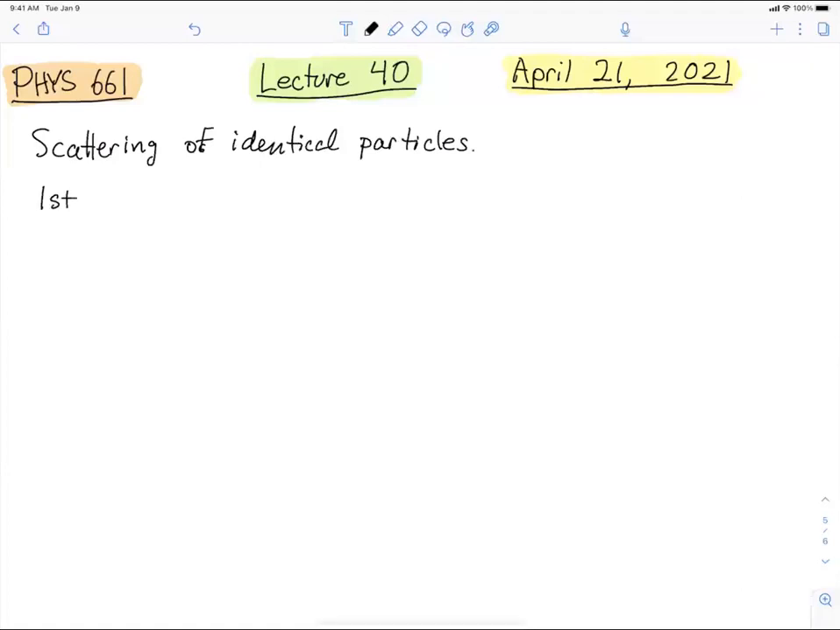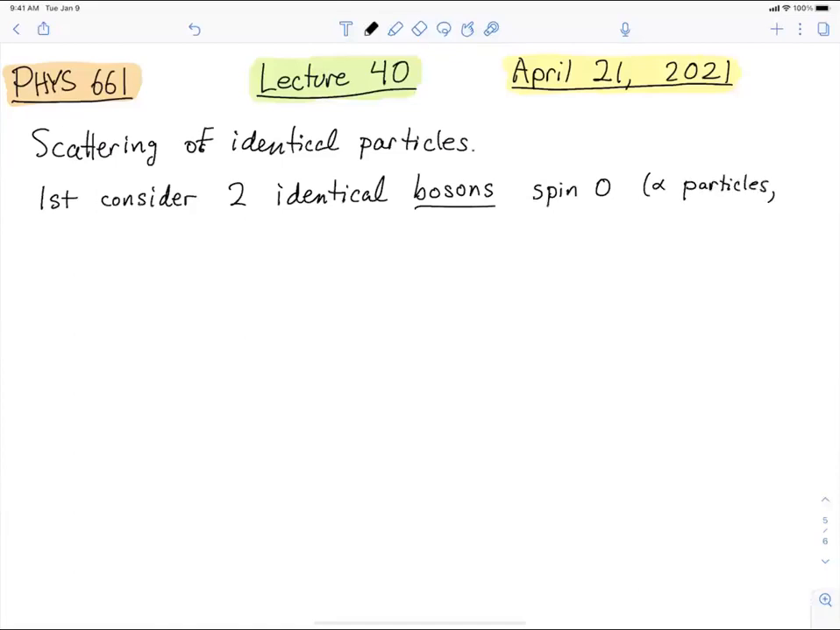So first, consider two identical bosons. And to make things simple, I'm going to assume that these bosons have spin 0. They could have spin 1, which would make things a little more complicated. Okay, but we're going to take them to have spin 0. And so examples of this would be alpha particles, pions in nuclear physics, and even photons. Well, no, sorry, photons are spin 1, so they wouldn't go in this category.